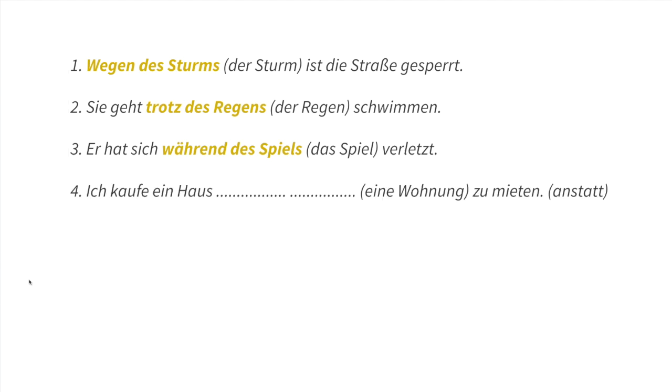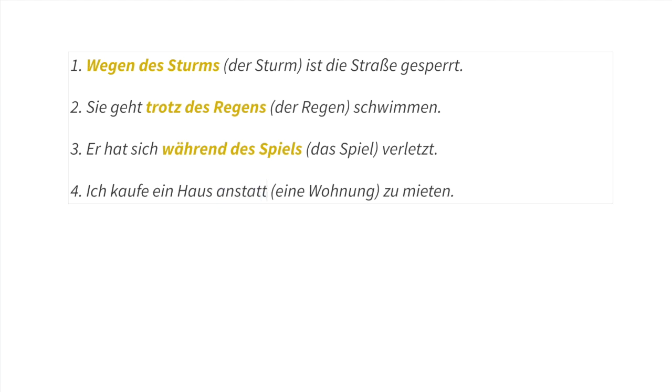Number 4. Ich kaufe ein Haus, eine Wohnung, and we can use anstatt here, instead, I will take it away. So, ich kaufe ein Haus anstatt einer Wohnung. I'm buying a house instead of an apartment.